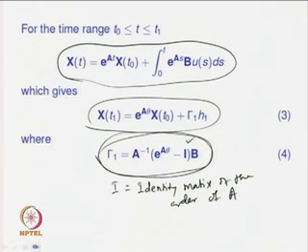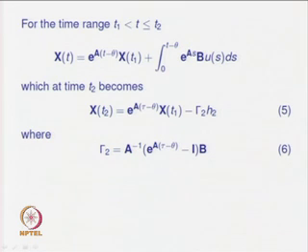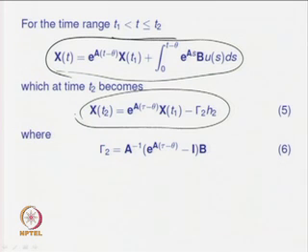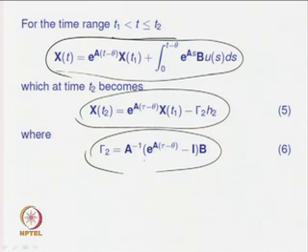Then for the second time range, spanning from time t1 to t2, the state equation gives us a solution of this form, which upon simplification gives us x(t2) is equal to e to the power A (tau minus theta) times x(t1) minus gamma 2 h 2, where gamma 2 is obtained as A inverse (e to the power A (tau minus theta) minus I) B.